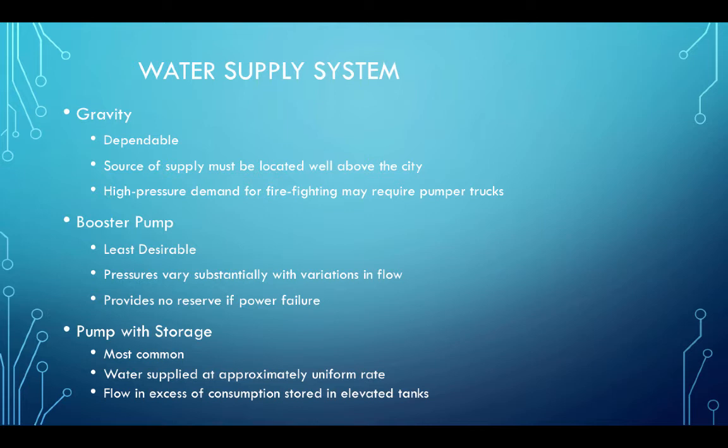Pumping with storage is probably the most common in smaller communities, a couple hundred thousand or less. Lubbock is a good example of that, in that a lot of the pressure zones in Lubbock are actually based around elevated storage tanks. And the water is supplied at roughly a uniform rate using those flow equalization calculations that we discussed earlier. And then flow in excess of consumption is stored in elevated tanks, and it guarantees a fairly constant pressure, at least in the vicinity or the area of the tank that it can provide that pressure.